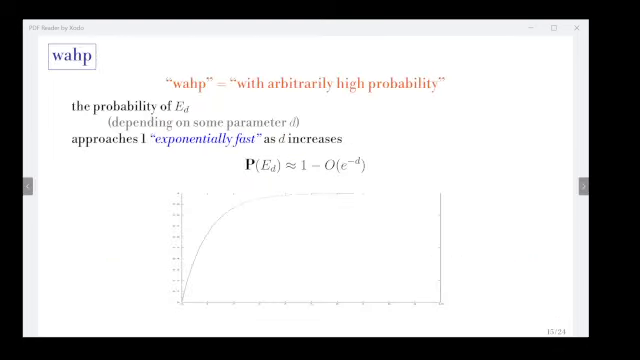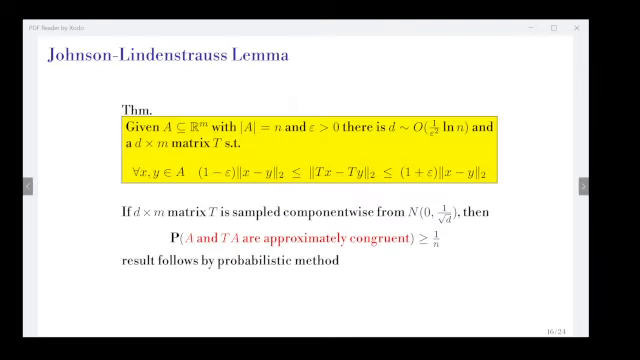All right, so what does WAP mean? WAP means with arbitrarily high probability, and it describes a sequence of events E_D, depending on some parameter D, whose probability approaches 1 exponentially fast as D increases. So the probability of E_D is more or less like 1 minus a falling exponential in D.